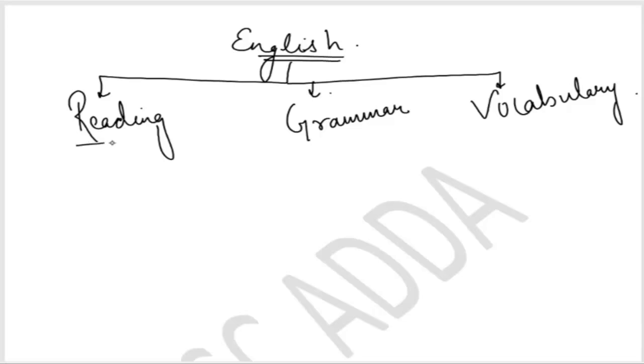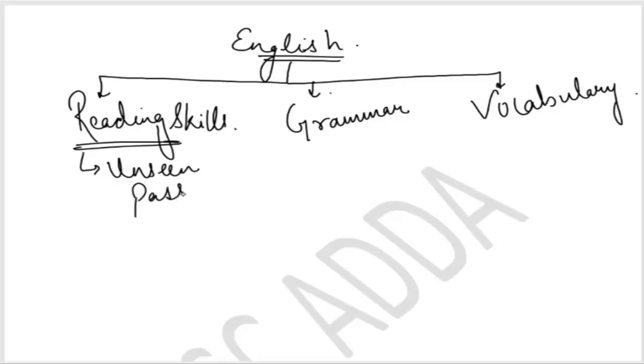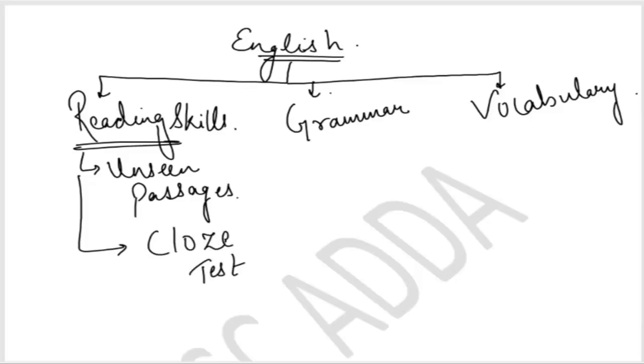So, in your examination, reading skills include unseen passages, which we also call comprehension. You all know what it is. There will be one passage and certain questions based on that passage. Next is close test. Do you know what close test is? Any of you? Please say yes or no.